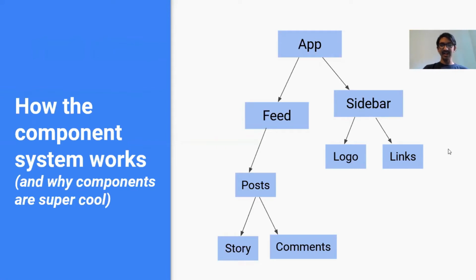And so in a React project, all of these would be separate files, and they would be organized so that we have parent components like the app and the feed and the sidebar, and child components like the logo, the links, the story, the comments. This structure is important because you can easily pass data from parents to children components. So if, for example, in the feed, I get some information from a database, and I want to give it to the posts, then it's as simple as calling that child component and giving that data to it.